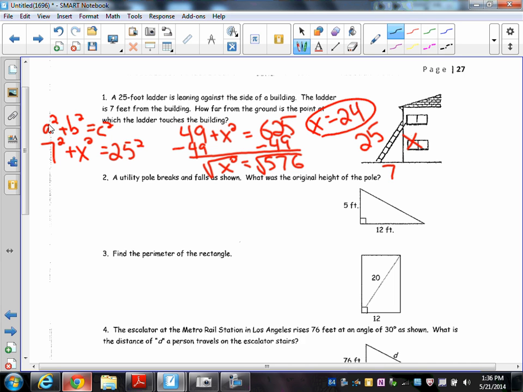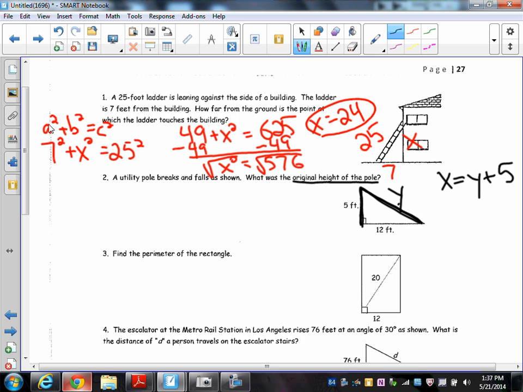So problem number 2 says a utility pole breaks and falls as shown. So our whole pole is this size right here. What was the original height of the pole? So in order to find that, I have to find x. And actually, I'm going to call it y in this problem. I'm going to call it y because it's not my final answer. My final answer is going to be x, which is going to be whatever I get for y plus 5. Remember, I'm adding these two together. I'm finding the original height of the pole.